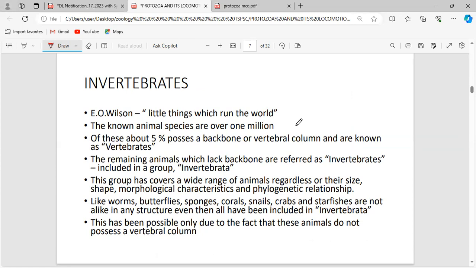What is the only similarity for the organisms placed under the invertebrates? Starting from the worms, butterflies, sponges, corals, snails, crabs, starfishes, they are a different range of animals. Yes, they are different, but they are connected by only a single similarity: they have no notochord and no vertebral column. The only thing which unites all these organisms under the invertebrates is the absence of a vertebral column. Very good.